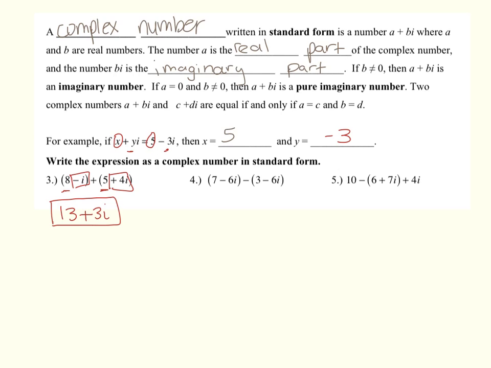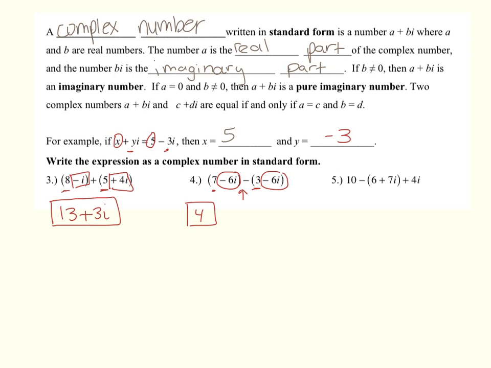For number 4, same idea, only it's subtraction. So we'll subtract the real parts, subtract the imaginary parts. So 7 take away 3 gives us 4. Negative 6 take away negative 6 is negative 6 plus 6, which is 0. So we end up with a real number. The imaginary parts drop out.